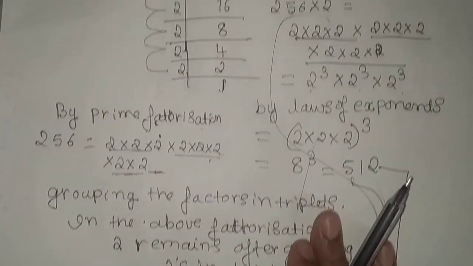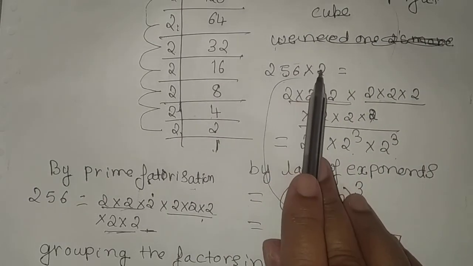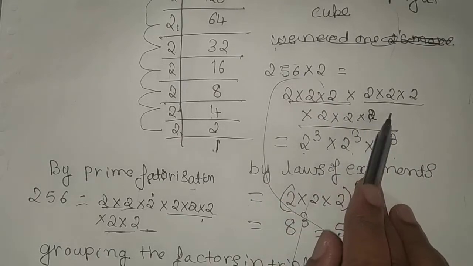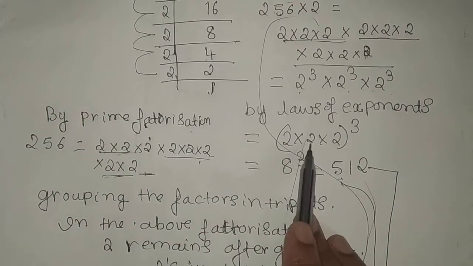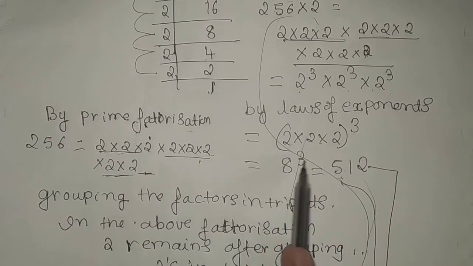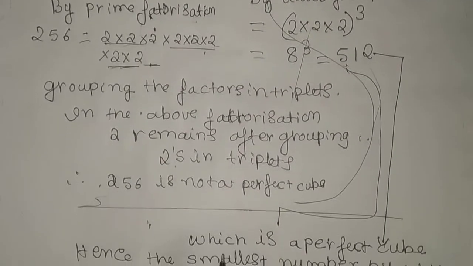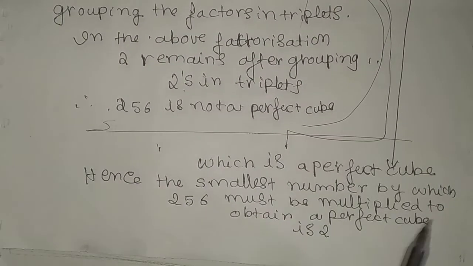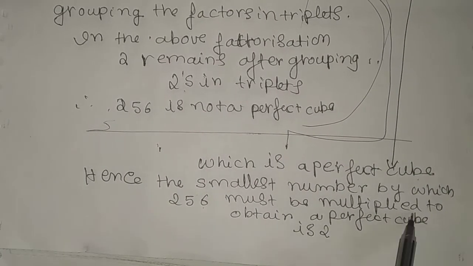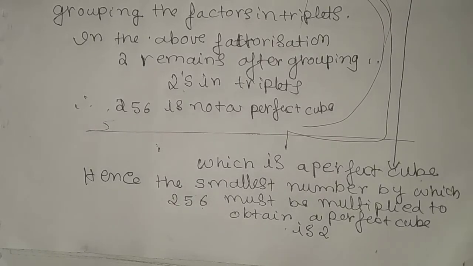After this we continue to make it a perfect cube. What we have to do? We should multiply 256 by 2. So we got 3 groups of triplets here. By the laws of exponents we can write, take all these things, multiply, then the cube will be common. Then 8 cube is equal to 512. This is a perfect cube. So finally the last statement we have to write is, this 512 is a perfect cube, as the smallest number by which 256 should be multiplied to obtain a perfect cube is 2.